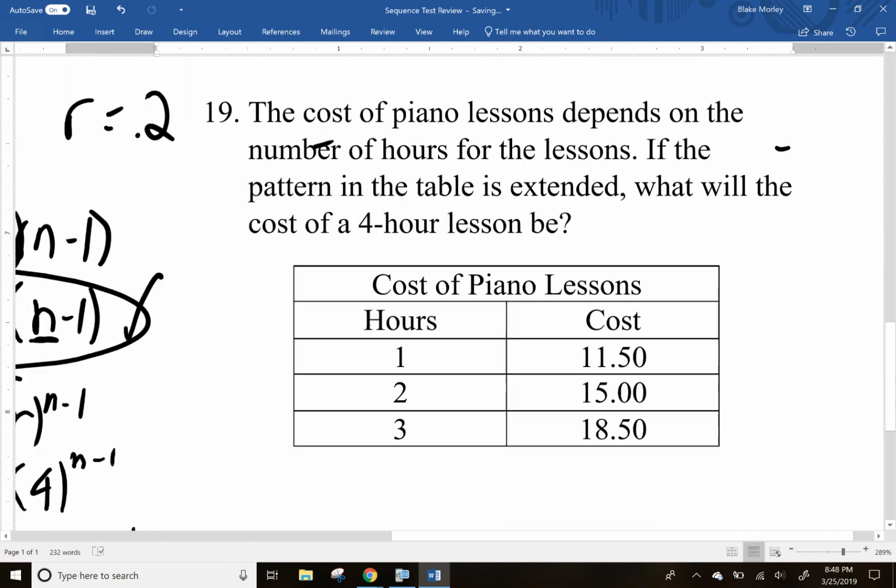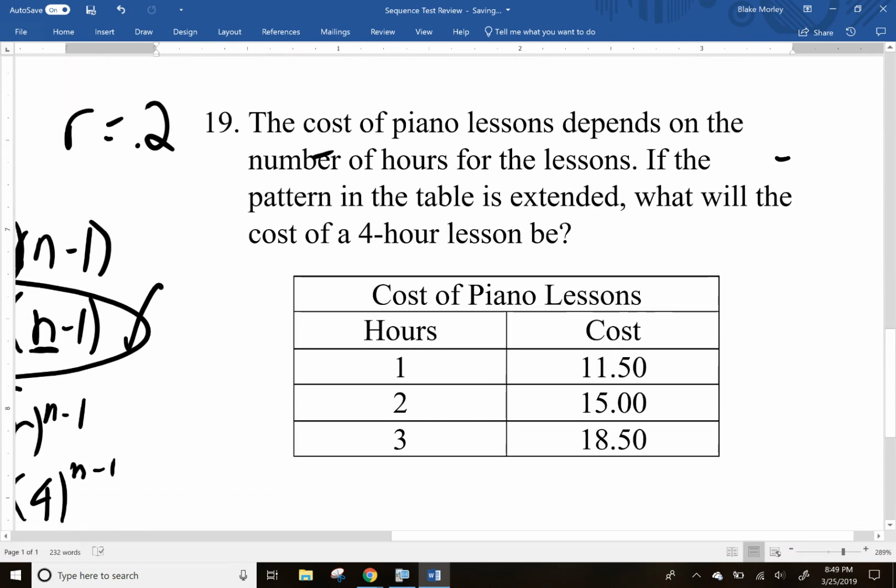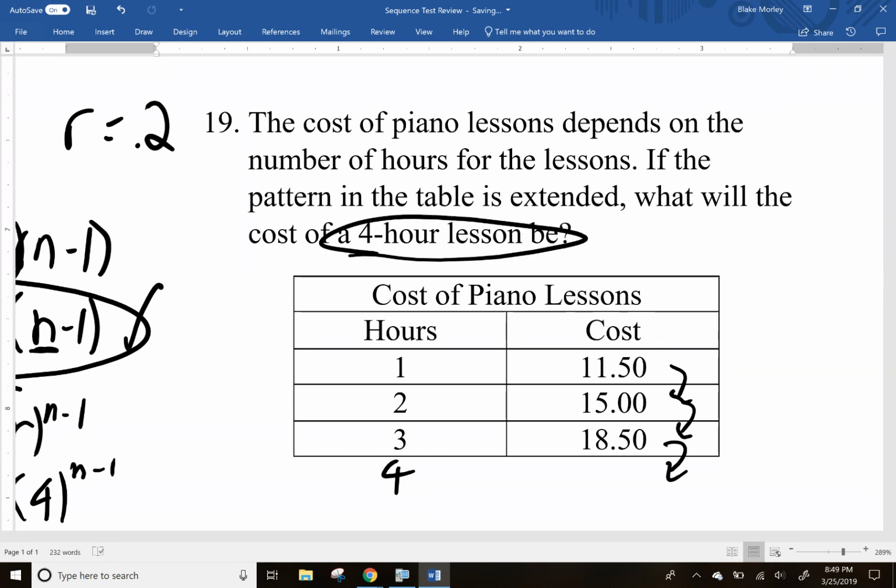All right, now number 19 is very much the same thing as basically the very first problem we did today in this video. The cost of piano lessons is given in this table. So 1 hour is $11.50, 2 hours is $15, and 3 hours is $18.50. So my goal is to figure out, hey, what kind of pattern do I see here? And does it continue so that I can predict what 4 hours will cost? Because it's asking what a 4-hour lesson will be.